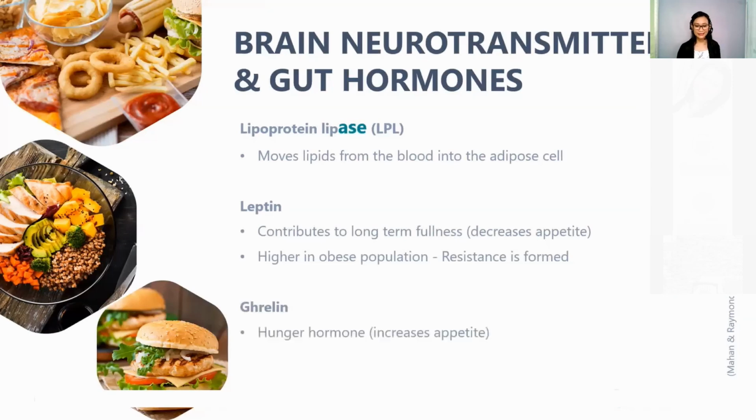Ang ghrelin naman is a hormone na tinatawag na hunger hormone. So kapag mataas ang ghrelin sa katawan mo, mas parang palaging nararamdaman mo yung gutom ka palagi. So it increases your appetite. So it triggers your hunger pangs and it drops your metabolism.